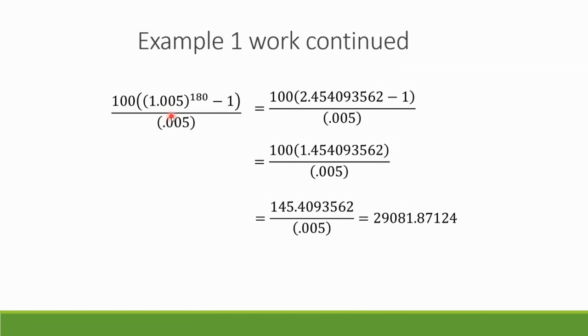So now what we're doing is we have to figure out what this is. Raising that to 180, again, that's where a calculator comes into play. You get this number here. And again, you subtract 1, you get this. Multiply, you get this here. And the whole quotient turns out to be this. Now this is money, so we really should round it to 2 decimal places.